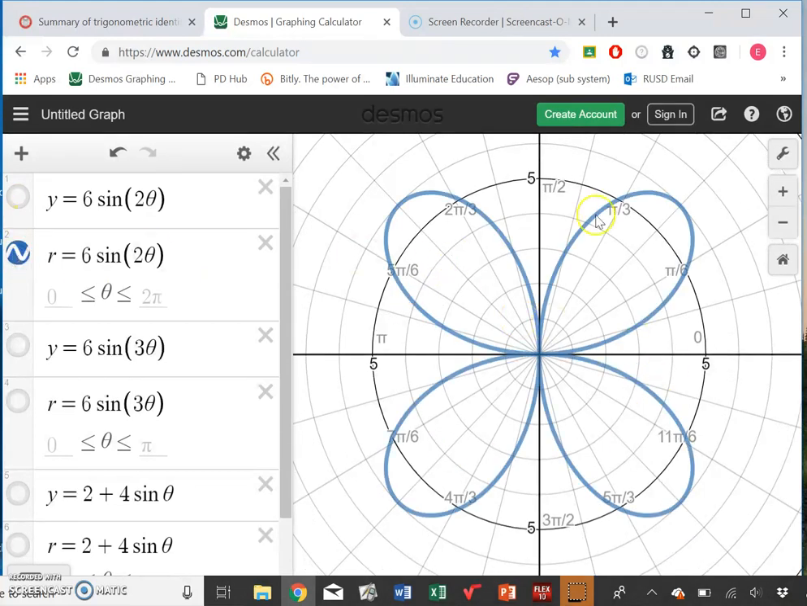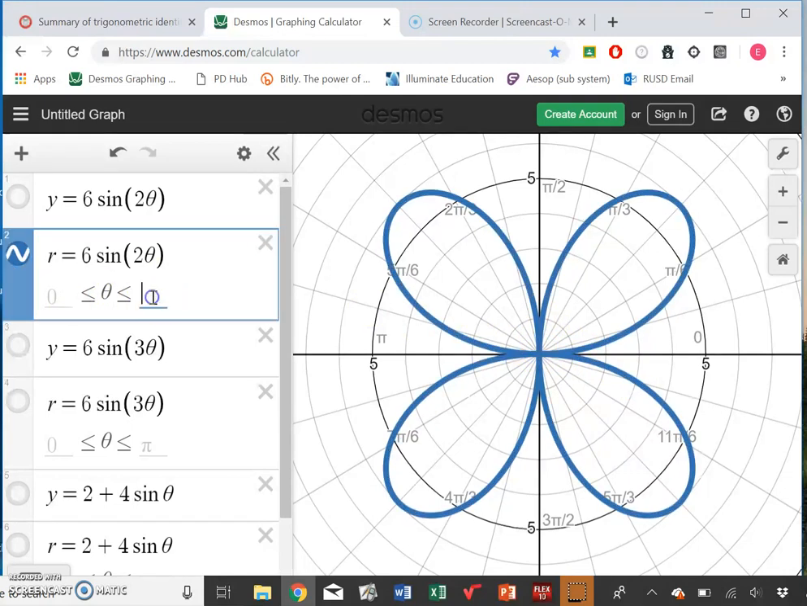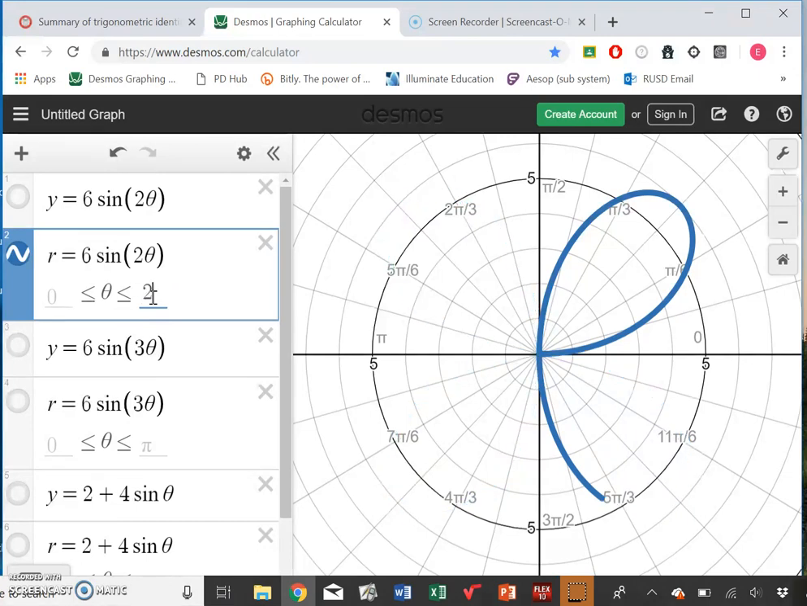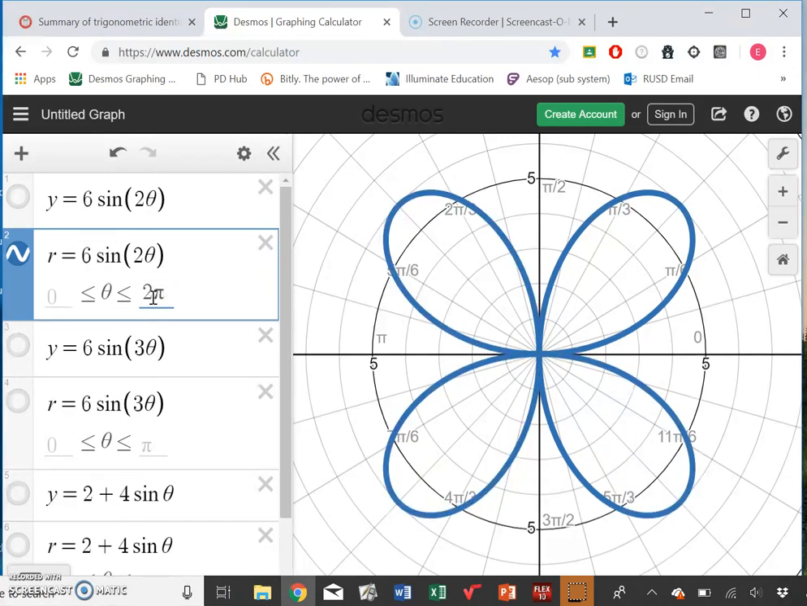And so what we have here is a 4-petaled flower. It has a technical name. I can never remember what it is, but it has 4 petals. And as you graph it, it starts at 0, and you'll notice down here it says from 0 to 2 pi. If I went to pi, I would only get half of the graph. So 2 pi gives me the whole graph.